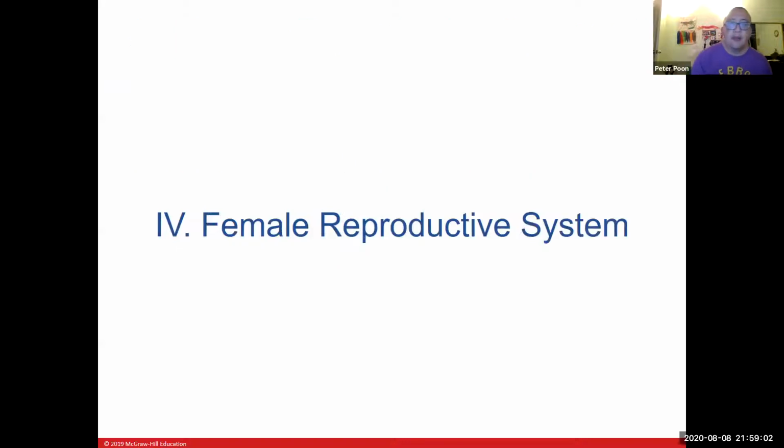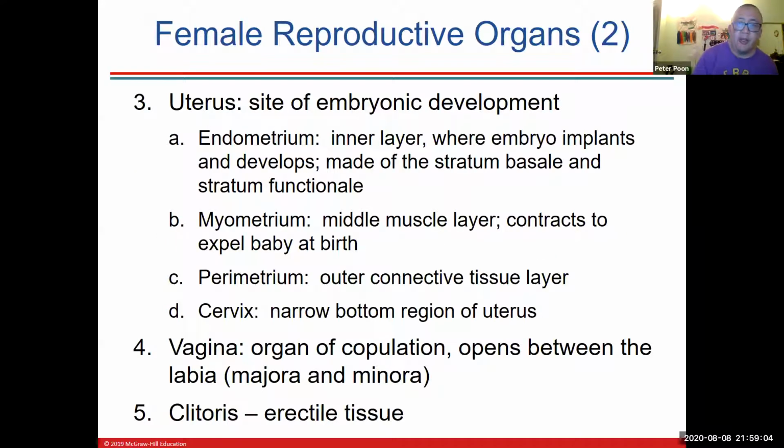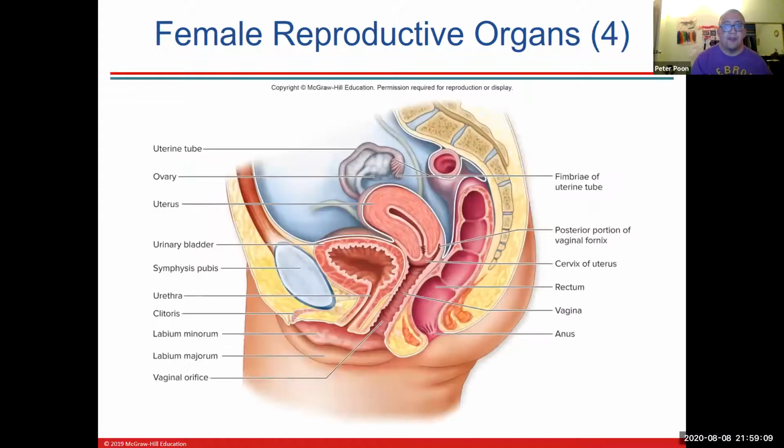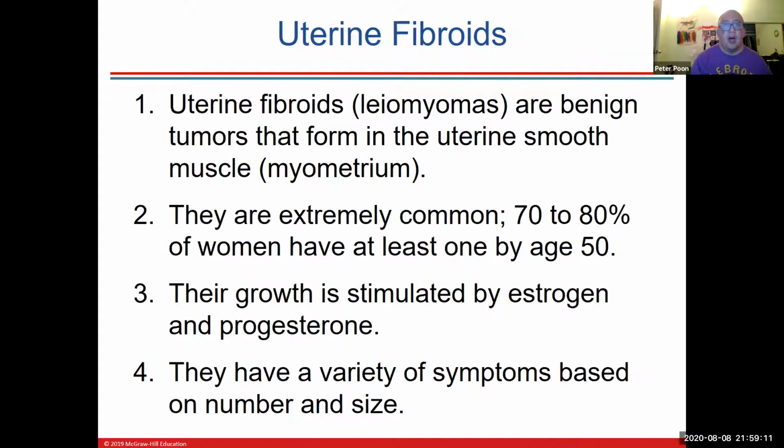Okay, so we'll skip this first part about the female reproductive system. That's all anatomy. The fibroids are relatively common, benign tumors, etc., etc.